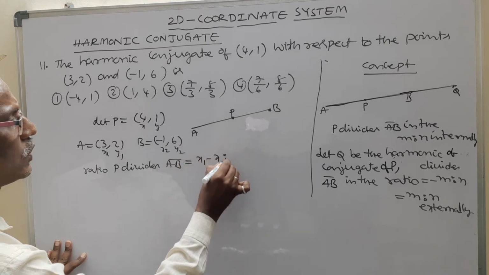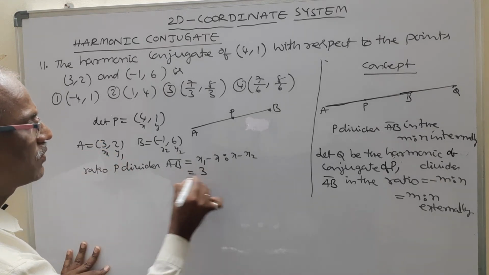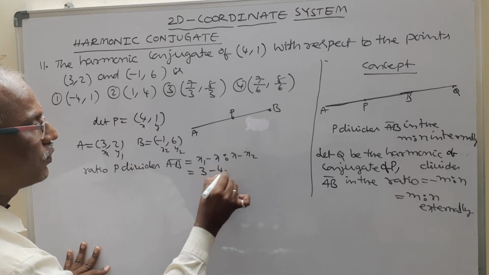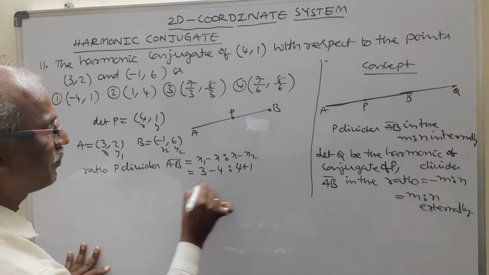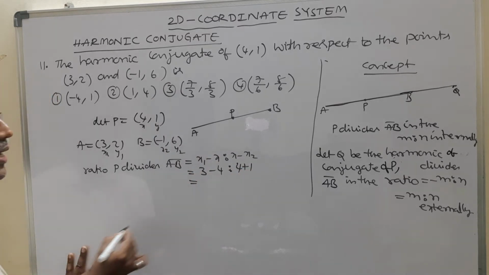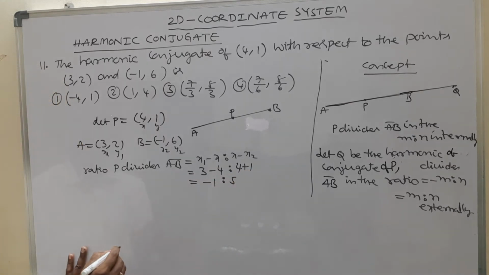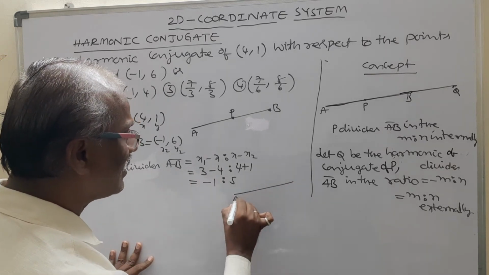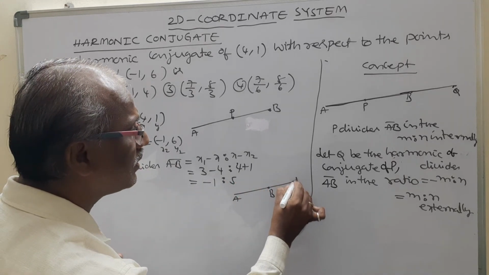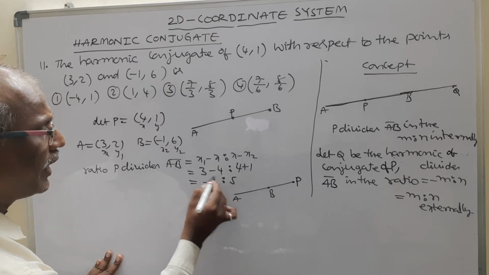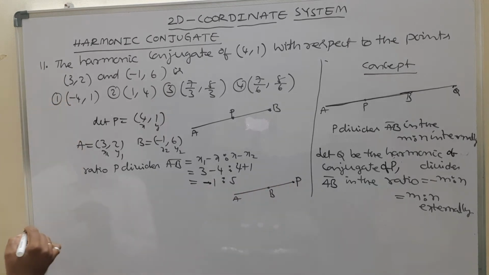The ratio P divides AB is x1 minus x is to x minus x2. This is the formula. Here x1 is 3, x is 4, and x2 is minus 1. So 3 minus 4 equals minus 1, and 4 plus 1 is 5. Minus 1 is to 5. That means AB is the line segment and the point P divides externally. Here the ratio is negative. Minus 1 is to 5 means 1 is to 5 externally.